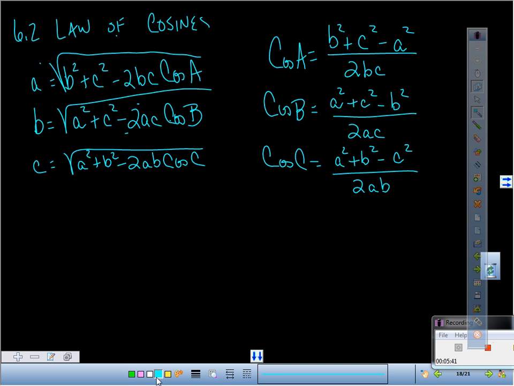Okay? All right, so let's try the first example. This is example 1, and here's what I'm going to tell you. Side a is equal to 8. Side b is equal to 19. And side c is equal to 14. And I want you to find the missing part.